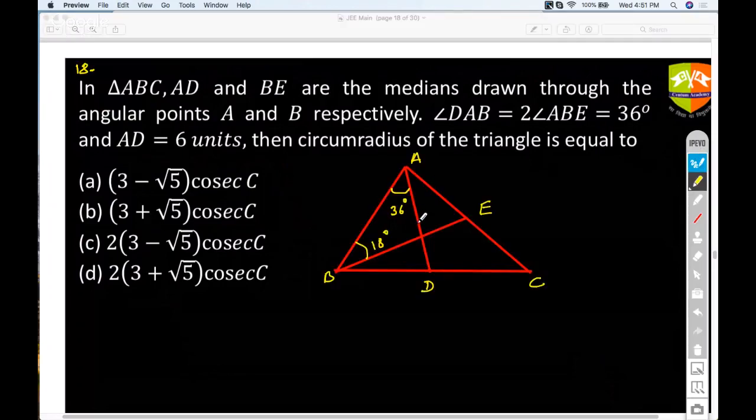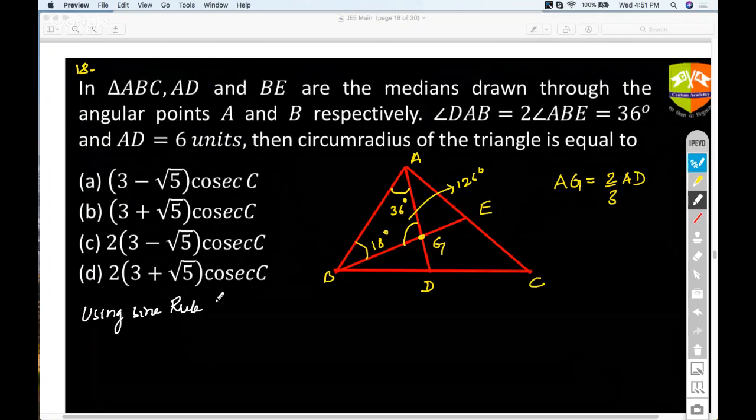So it's obvious that this angle has to be 54, 180 minus 54, which is going to be 126 degrees, correct? Let's say this point is your centroid, that is G. We all know that AG is 2/3 of AD. So let's apply sine law or sine rule on triangle AGB.